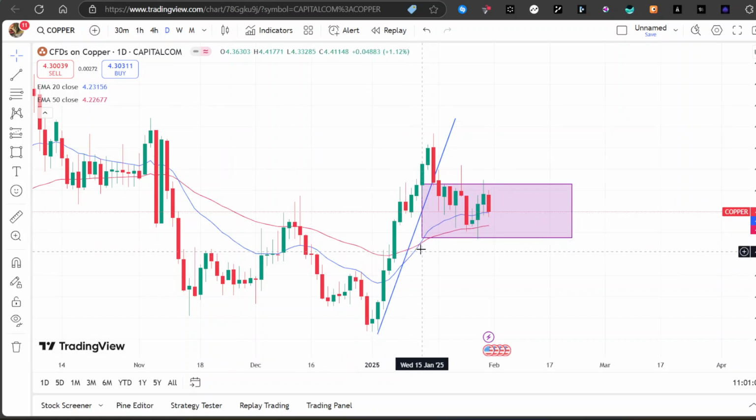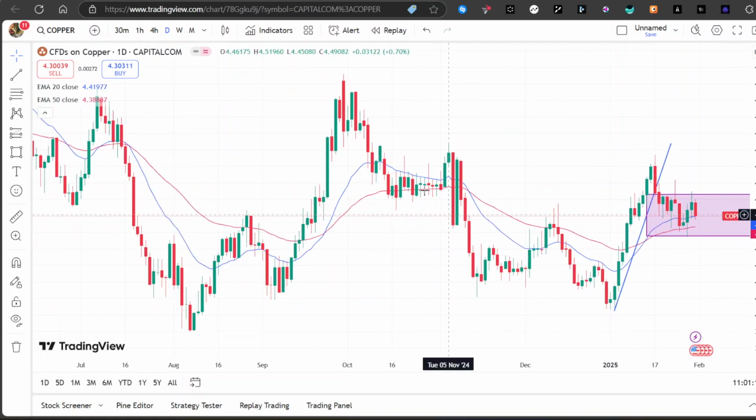Basically, when the 20 EMA crosses above the 50 EMA, you have a buy signal. On the other hand, when the 20 EMA crosses below the 50 EMA, you have a sell signal. So that's a very easy strategy to use. Some traders can also decide to add other confirmation indicators like RSI or any other indicator of their choice, just for the sake of confirmation.